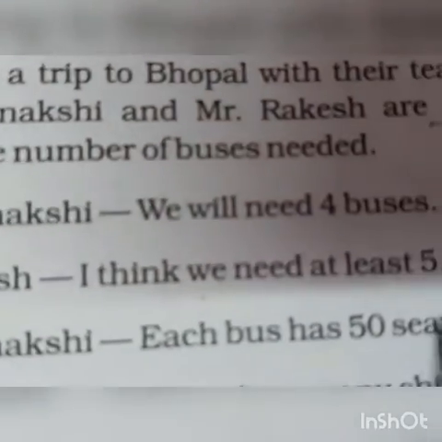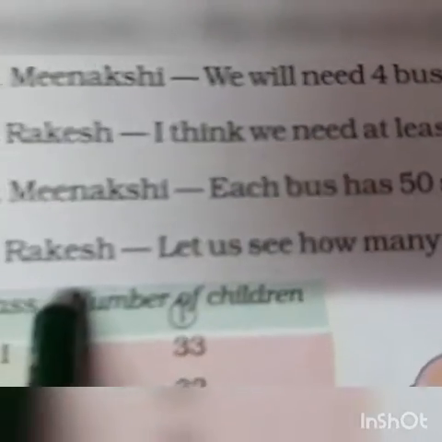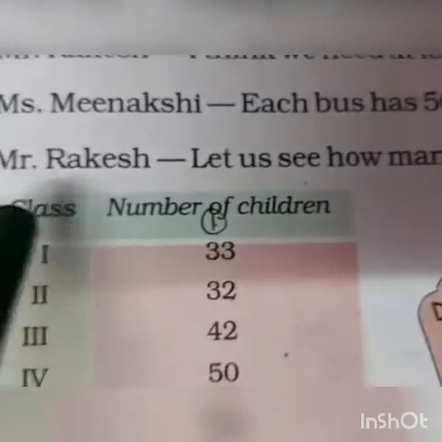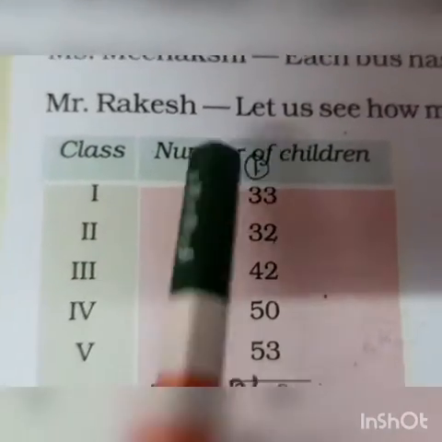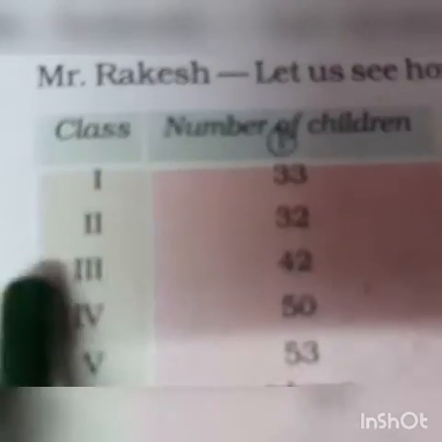Now Miss Meenakshi is saying we will need 4 buses. Mr. Rakesh says, I think we need at least 5 buses. Miss Meenakshi says, each bus has 50 seats. Mr. Rakesh says, let us see how many children are going. So here you can see class 1 to 5 and the number of children of each class. Class 1 has 33 students, class 2 has 32, class 3 has 42, class 4 has 50 and class 5 has 53 students. So the total is 210 children going on a picnic. This total is 210 for class 1 to 5.